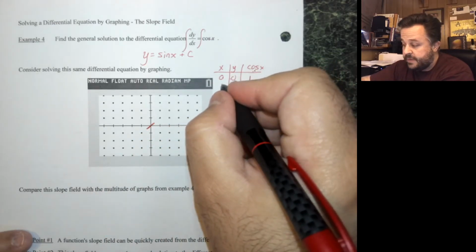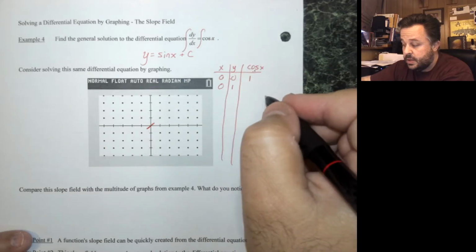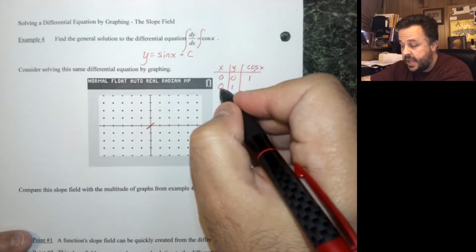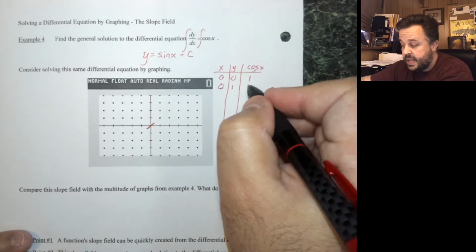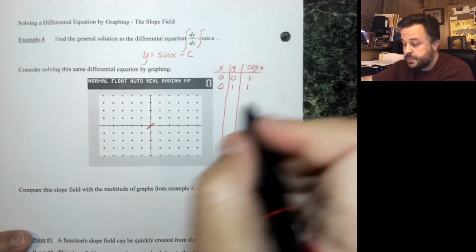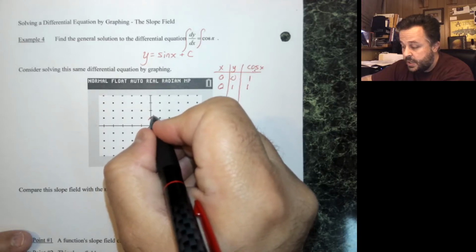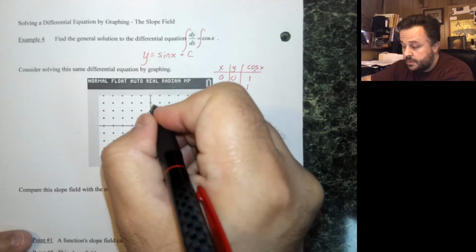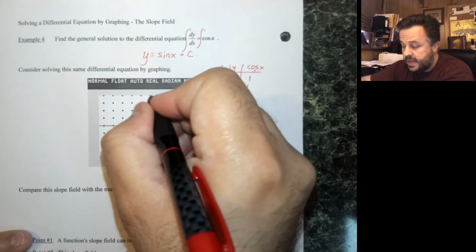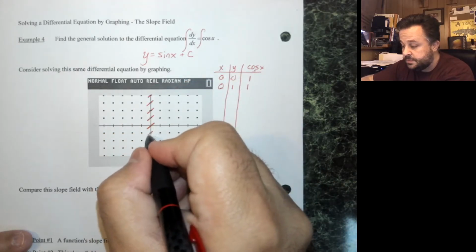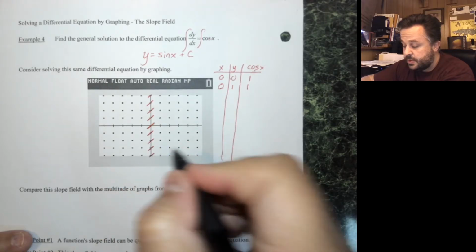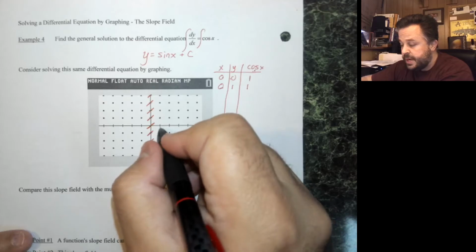Now, what about the point (0, 1)? Well, because dy/dx depends entirely on x and only on x, the dy/dx would also be 1 there. So at the point (0, 1), we have another line segment. And that would hold true for every point that has an x-coordinate of 0. And that would be everything on the y-axis. Well, let's move on. Now, what does this represent?